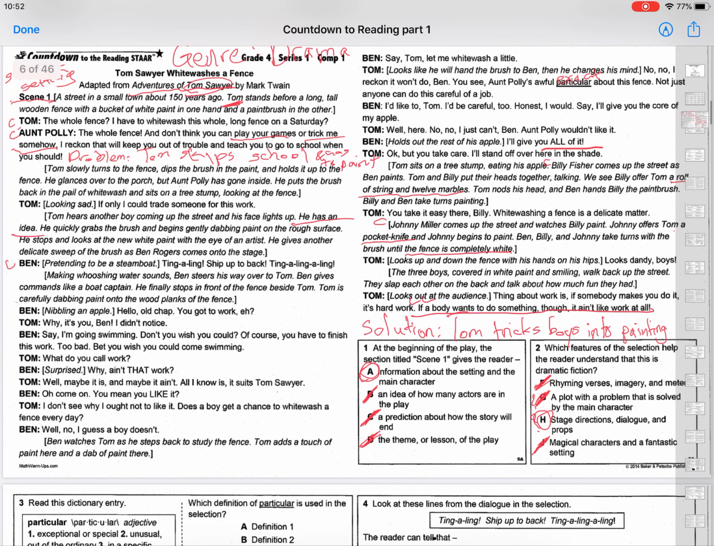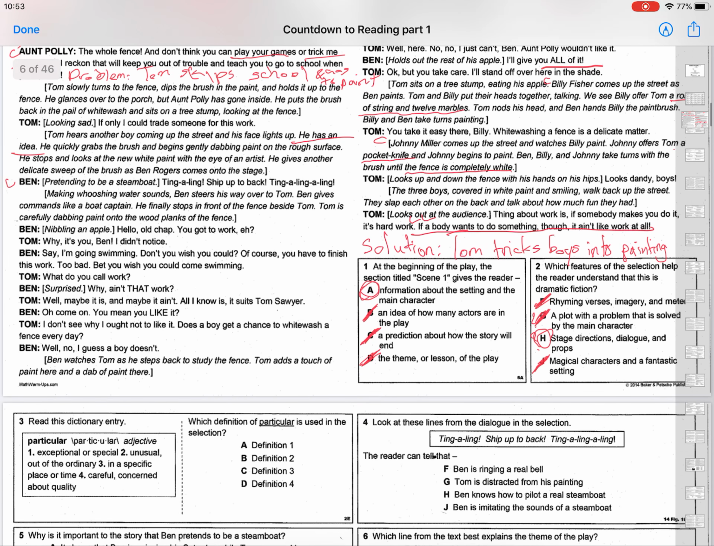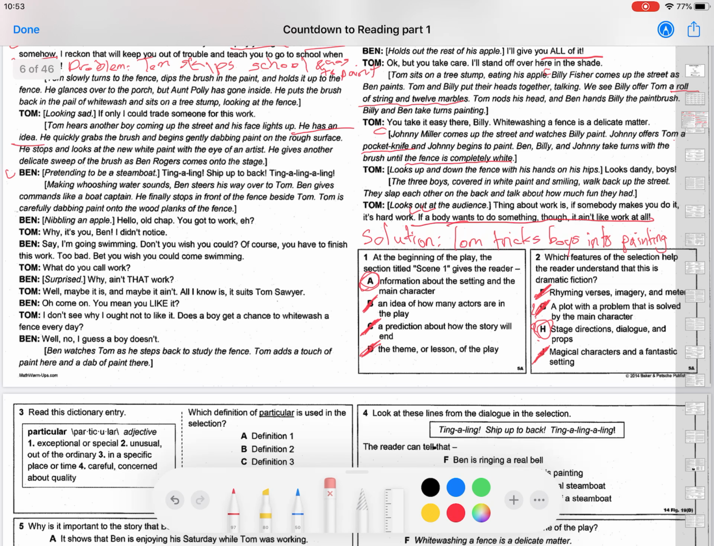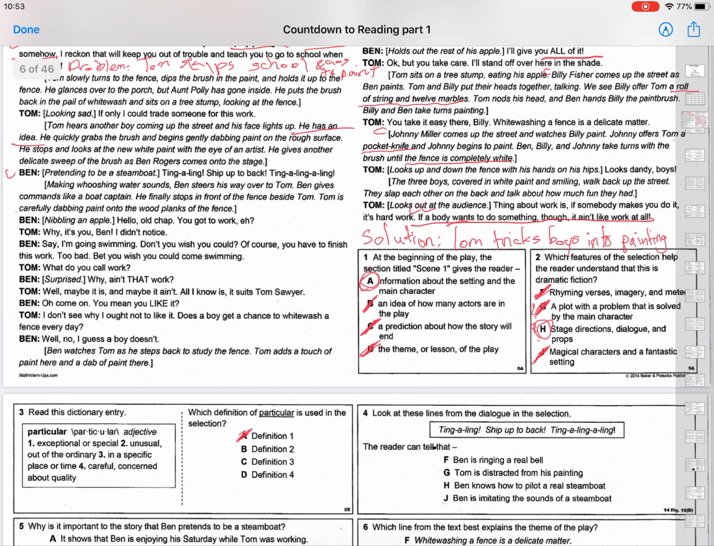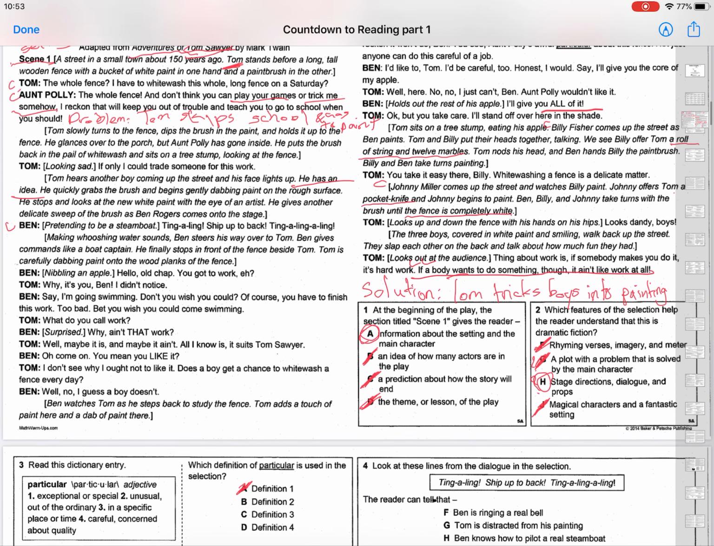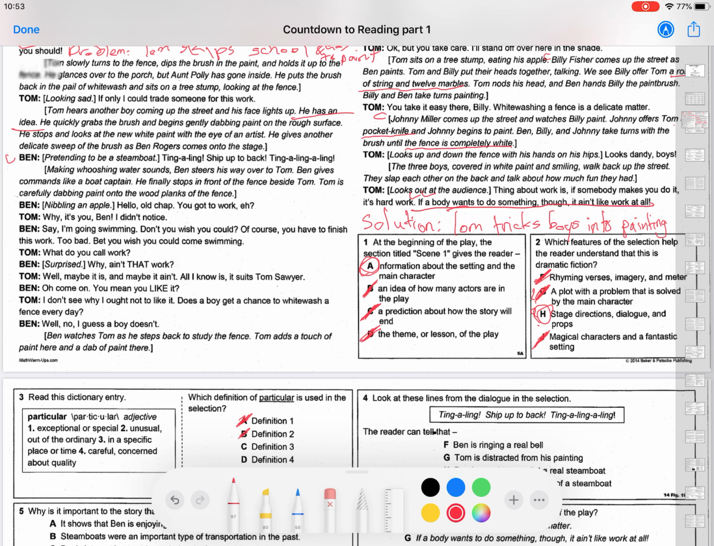So the best way to figure out that definition is to substitute it. You see, Aunt Polly's awful, exceptional, or special about this fence. That doesn't make much sense, so we can cross out answer choice A. You see, Aunt Polly's awful, unusual, out of the ordinary about this fence. A person can't be unusual, out of the ordinary about something. Naked, it's an adjective. We can be unusual, out of the ordinary as a person, but you can't be unusual, out of the ordinary about something else. So we'll cross that definition out.